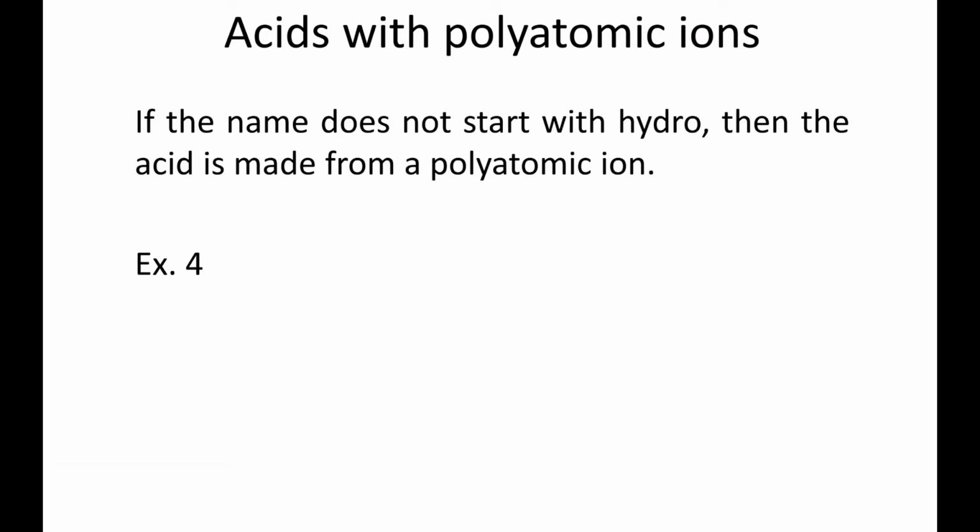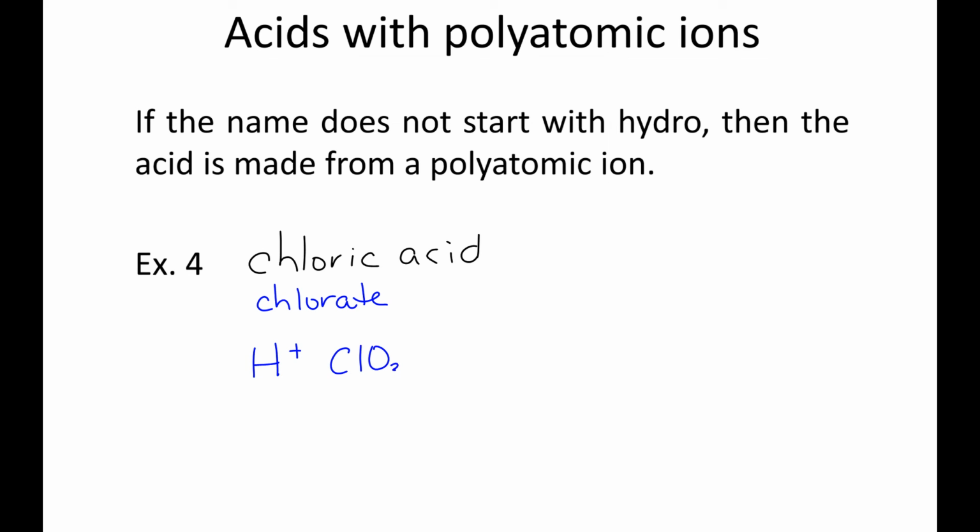Okay, acids with polyatomic ions, it's a little harder. If the name does not start with hydro, then the acid is made from a polyatomic ion. So the first one we're going to look at is chloric acid. Since it doesn't start with hydro, it's not a binary. It has a polyatomic ion. The IC tells me that it comes from chlorate. So I'm going to find what chlorate is. It's going to be H plus, and chlorate is ClO3 minus. You put that together, since they both have a 1, it's HClO3. Not that difficult, really.